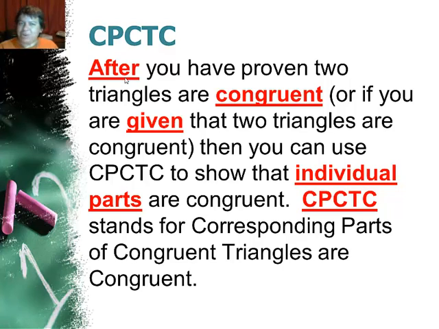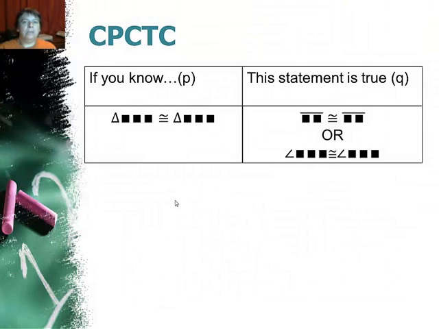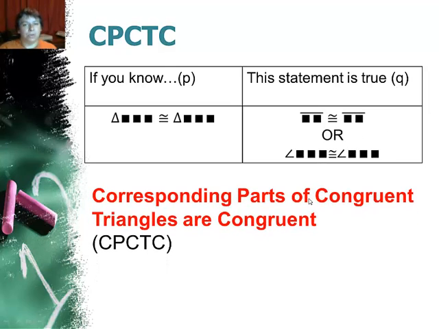After, not before, after you have proven two triangles are congruent, or if you are given that two triangles are congruent, then you can use CPCTC to show that individual parts are congruent. It stands for corresponding parts of congruent triangles are congruent, which makes sense based on our definition of congruent polygons. Our definition was that all sides are congruent and all angles are congruent. So, if you know the triangles are congruent, then you can say the corresponding sides are congruent or the corresponding angles are congruent. The big part is they have to be corresponding.